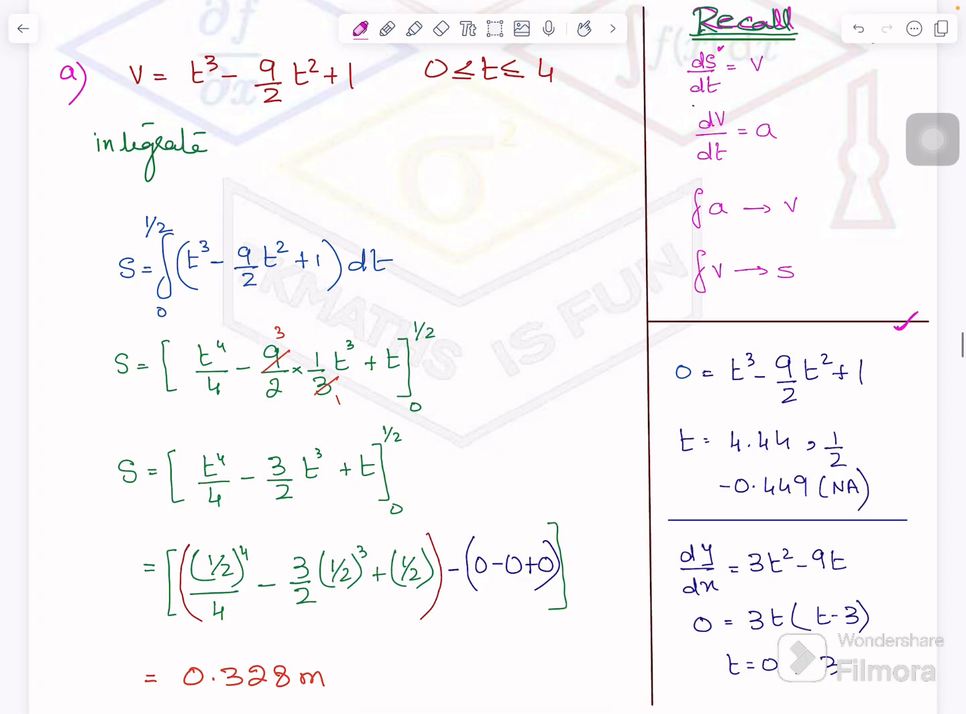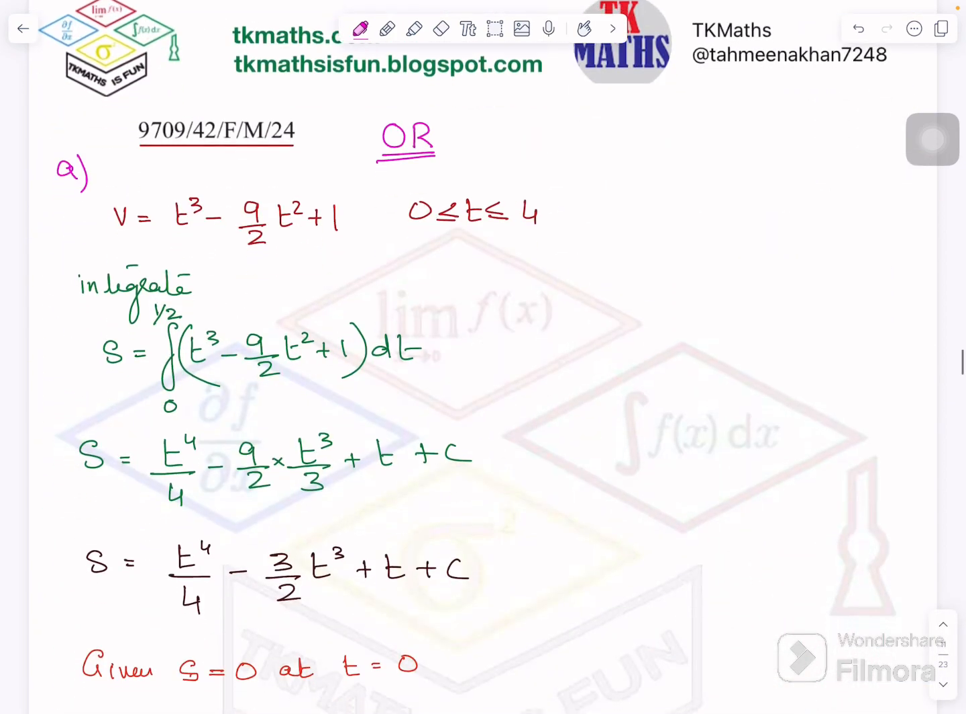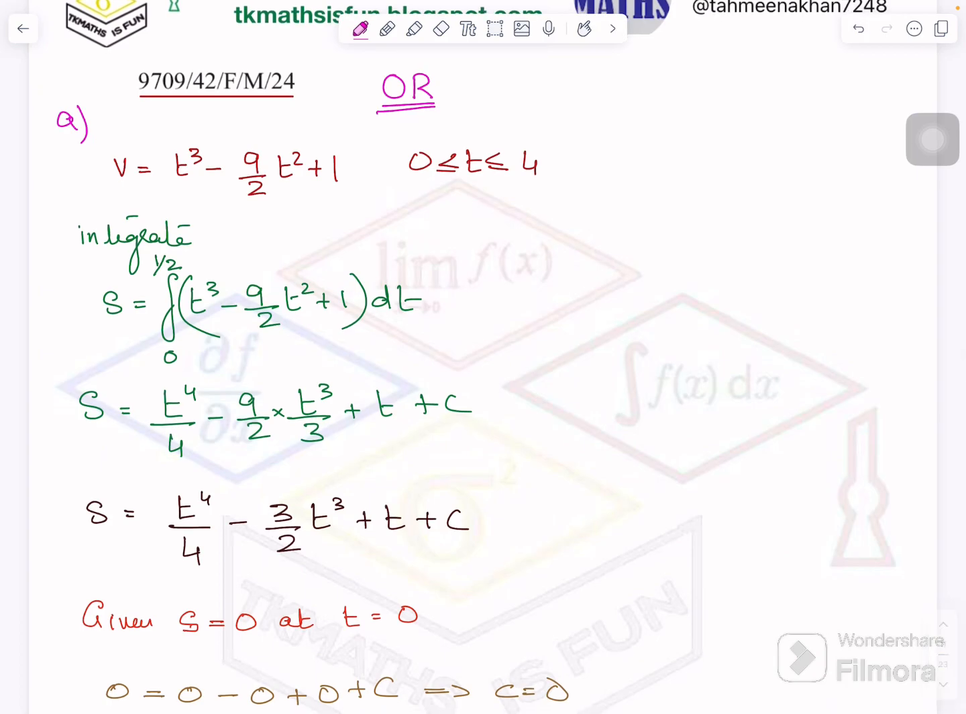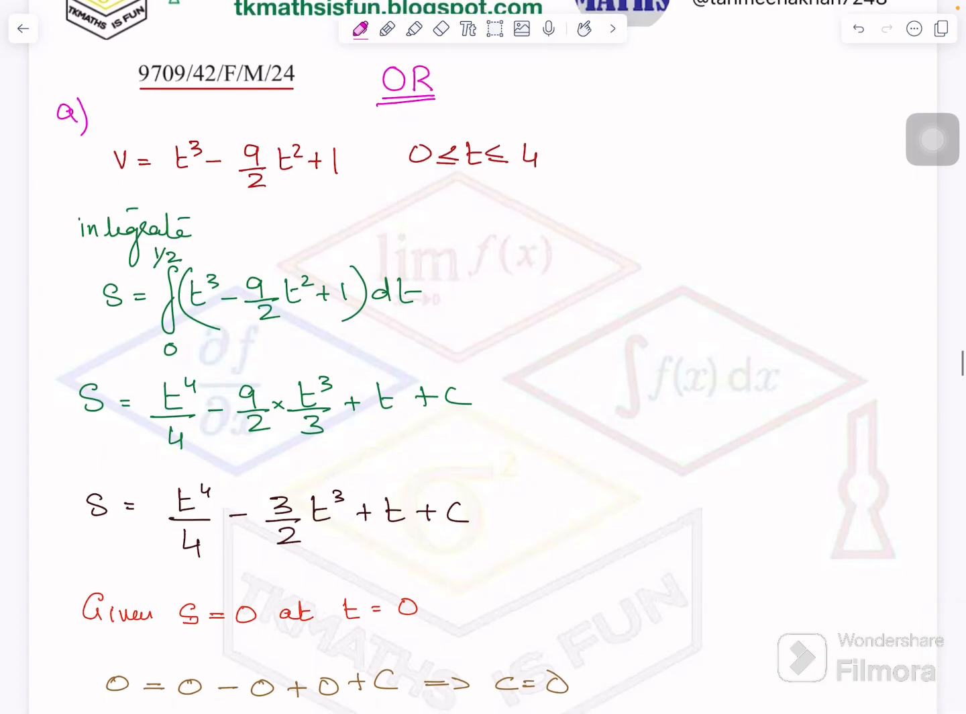So basic integration with the limits 0 to half. And second method, sometimes the student actually finds the displacement equation and then substitutes the value. So I have done that also in case somebody wants to do it by that method. But of course, it will be time consuming and is not preferable. Rather, the first method is more preferable.